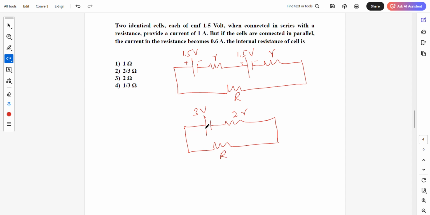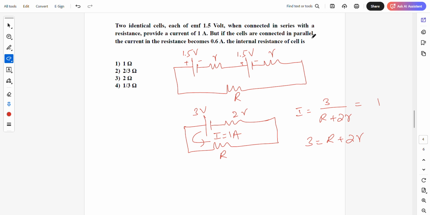This will be R. So what is the current flowing here? What will be the current? Current I will be total voltage by total resistance. I is equal to how much they are given? They are given I is equal to 1 ampere. I is equal to total voltage by total resistance, 3 divided by R plus 2R. That is equal to 1 they have given. Therefore, I can write 3 is equal to R plus 2R in case 1.